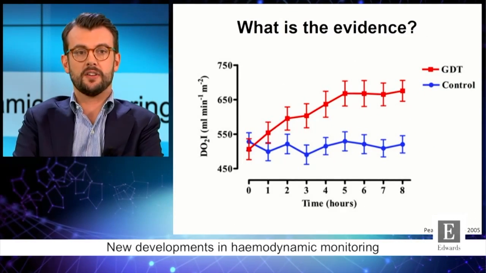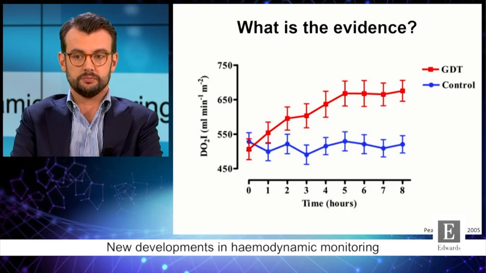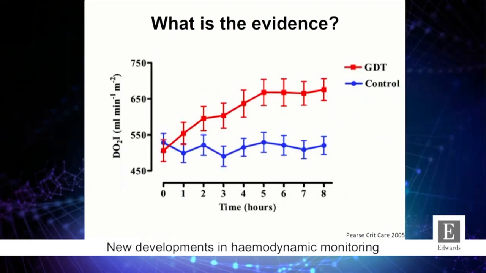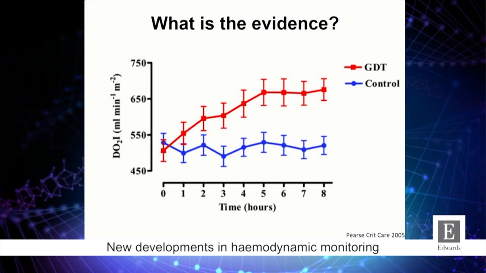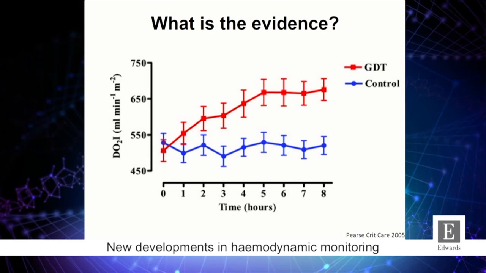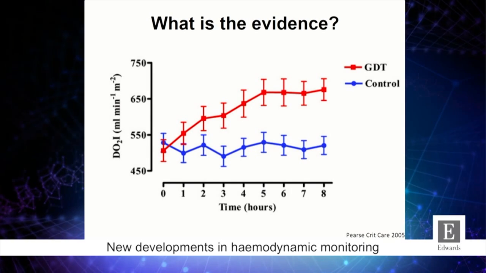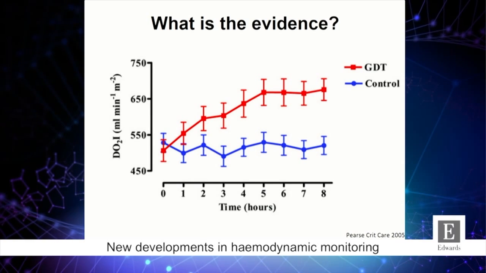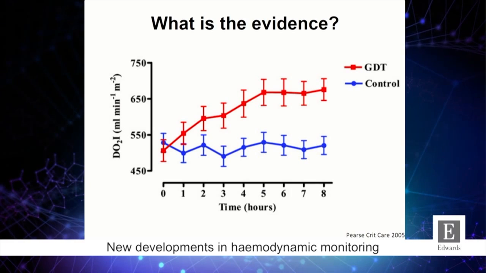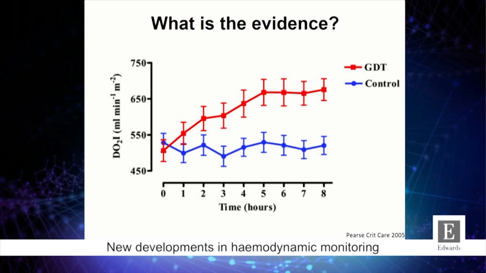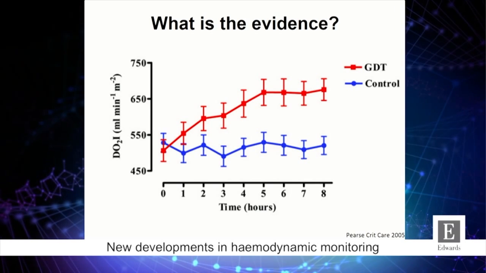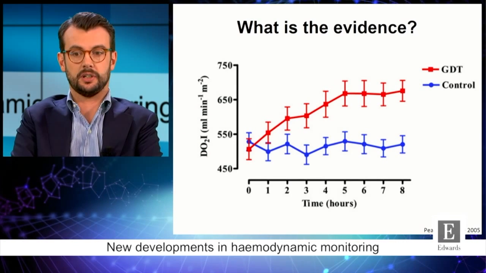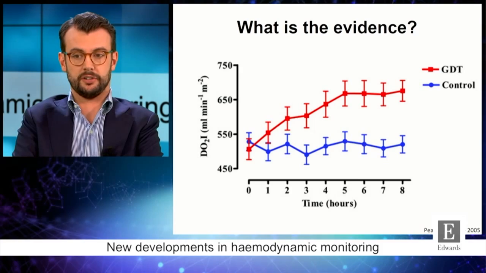So goal-directed therapy is a way of achieving certain goals. Mostly cardiac output based targets are in place, and cardiac output is optimized with the use of fluids and sometimes inotropes. And Pierce showed rather well that goal-directed therapy in itself and having a protocol like that is very good at achieving a higher oxygen delivery.